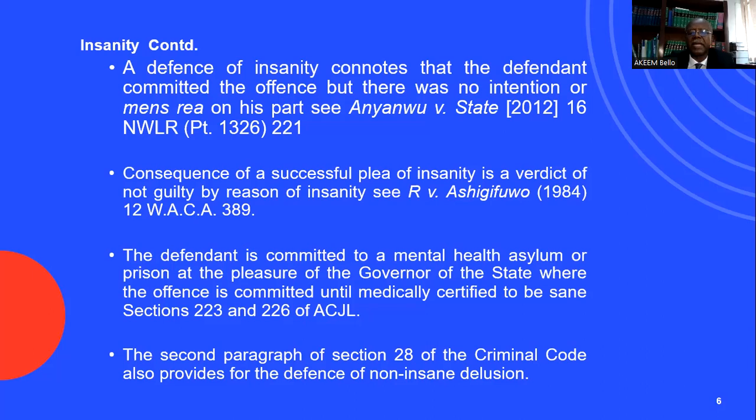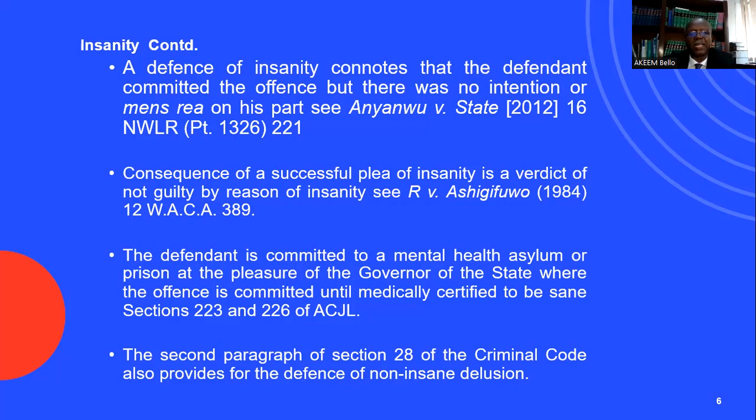So he's committed in a mental health asylum where medical people would take care of him, and insanity in certain circumstances may be curable. Now, if it's found to have been cured over a period of time, then he may be released and set free from a mental health asylum. Otherwise, he will continue to be kept in a mental health asylum until medically certified to be sane. That is pursuant to the provisions of the Administration of Criminal Justice Law. That is ACJL there. And you also find similar provisions under the Administration of the Criminal Justice Act, which is a federal legislation.